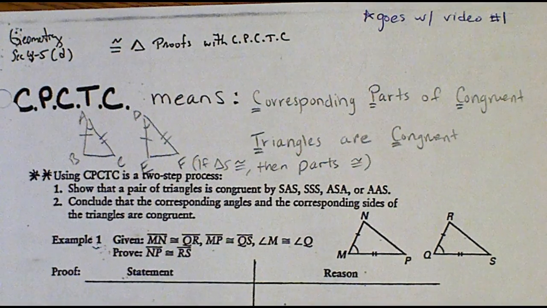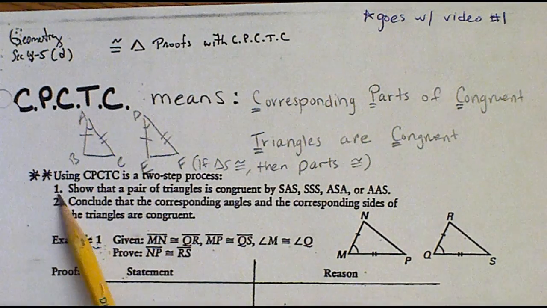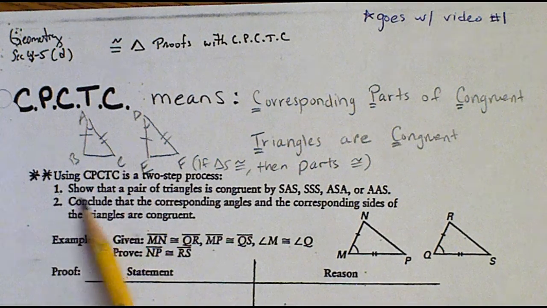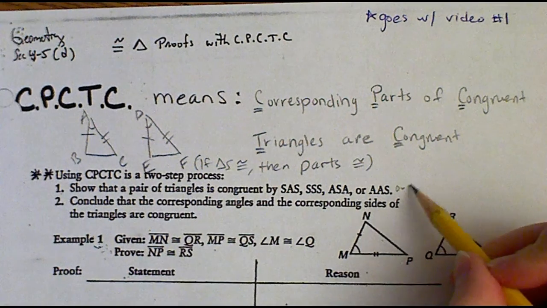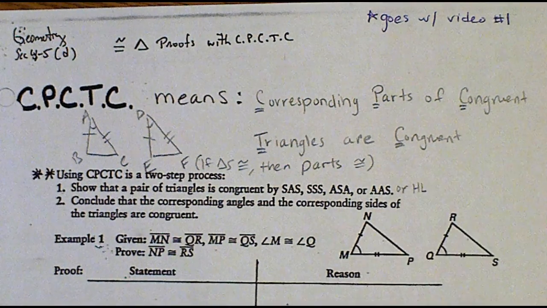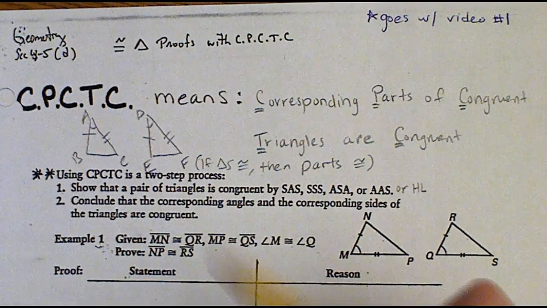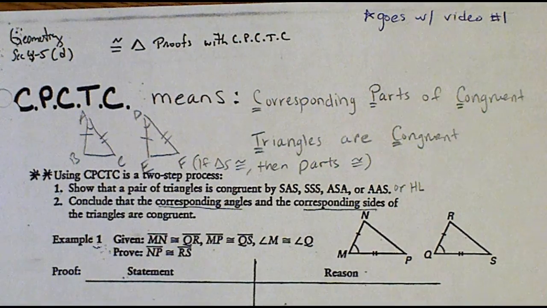Every time you use CPCTC in a proof, you're going to follow two main steps. The first step is exactly what we've been doing on all of our triangle proofs so far, and that is to show that a pair of triangles is congruent by using one of these shortcuts. Or you could use HL, which we'll talk about in the next part of this unit. After you have proven that the triangles are congruent, then you can say that the parts are congruent. A set of corresponding angles or corresponding sides would be congruent if the triangles are congruent. Let's go ahead and try this first proof right here.